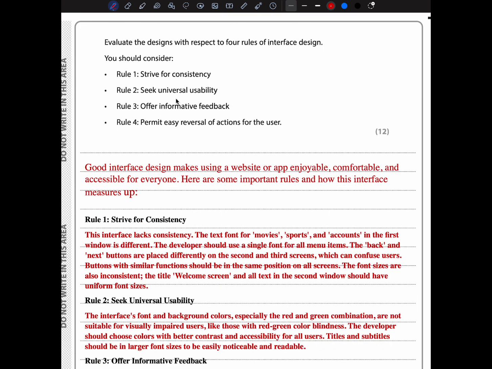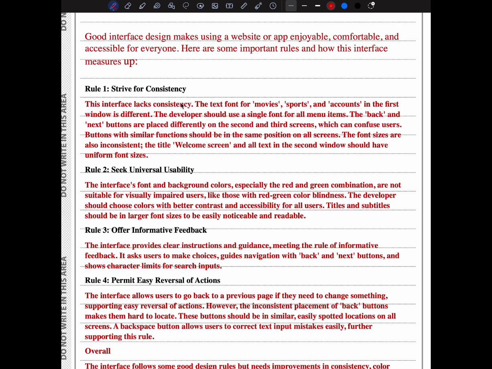Now it comes to the second rule, which is seek universal usability. So what is the meaning of universal usability? So that everyone is able to use it, right? Some people are color blind, right? So this is the answer for this thing.